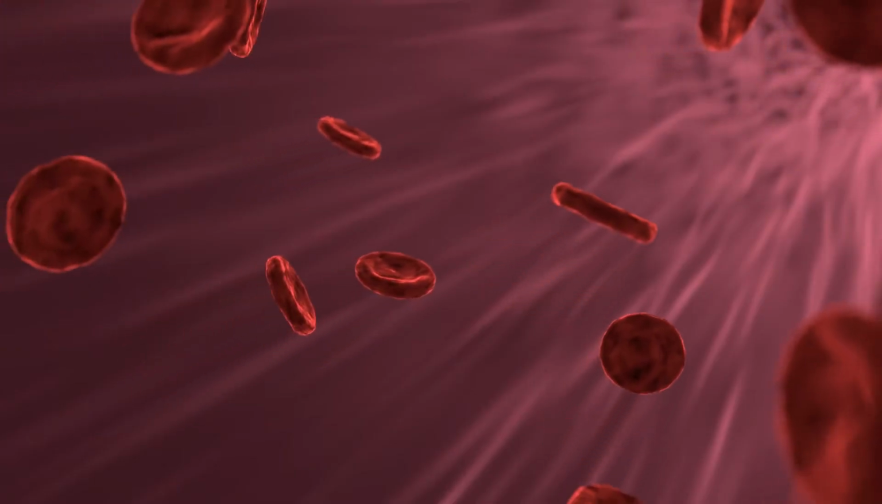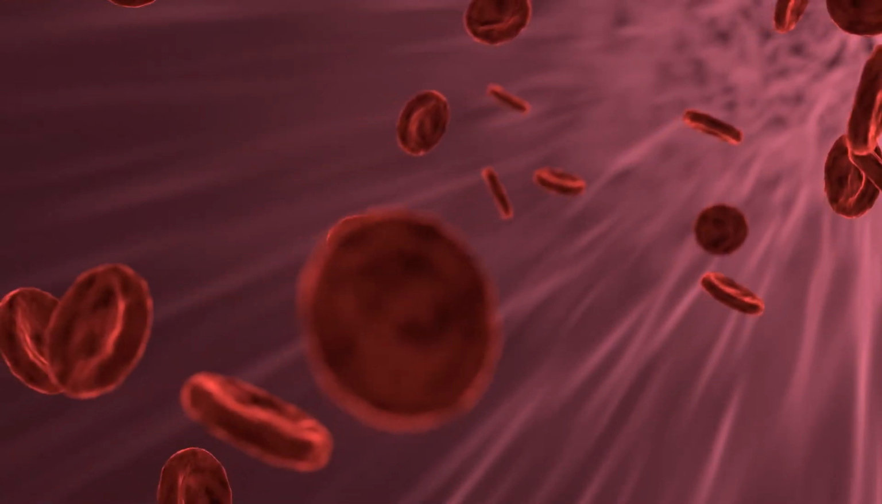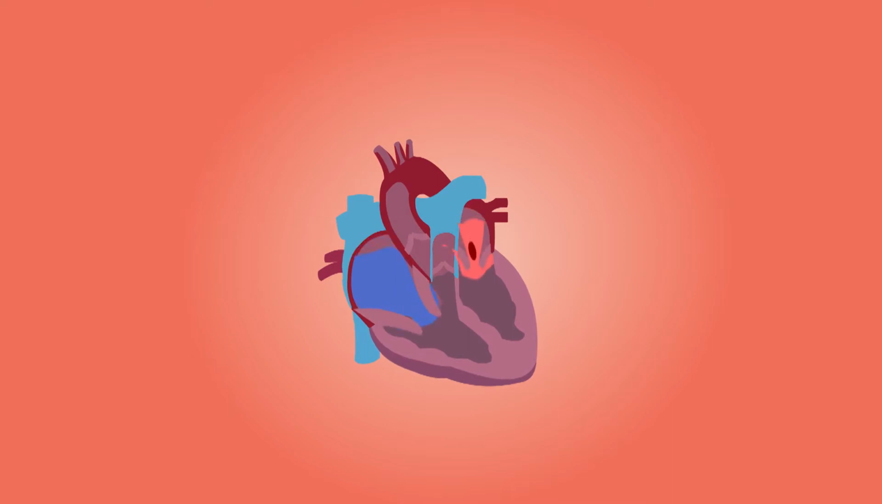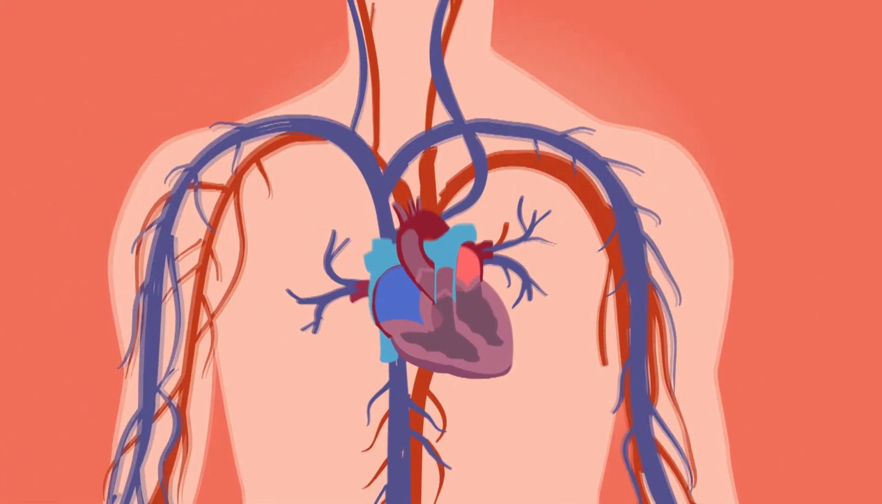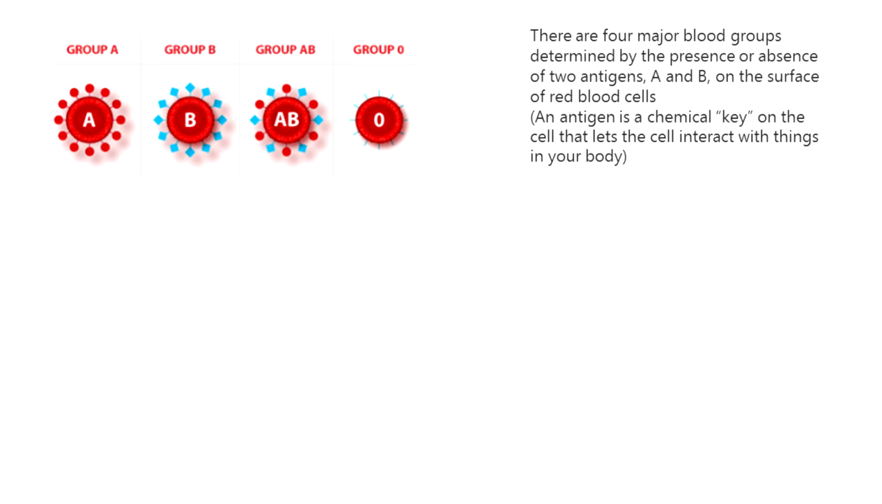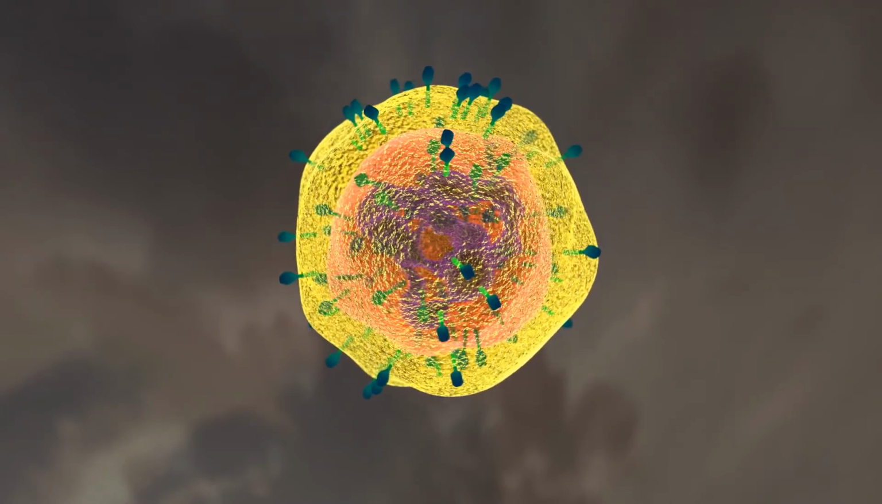We've probably heard before that your blood contains red blood cells, and the red blood cells' job is to hold oxygen, and as your heart beats, your blood and your red blood cells get pushed around your body to all the different parts of your body that require oxygen and deliver oxygen. If you zoomed in on a red blood cell, you would also see that on the surface of the red blood cell is something called an antigen. And an antigen is simply a chemical key that sits on the surface of a cell that lets the cell interact with other things in your body.